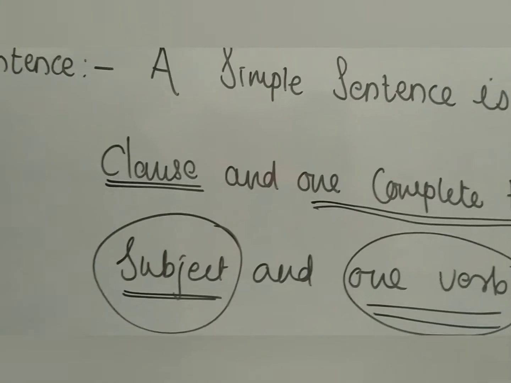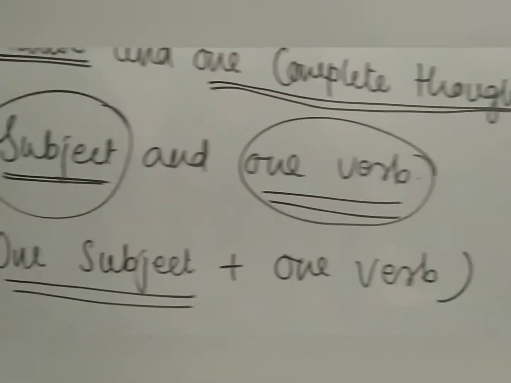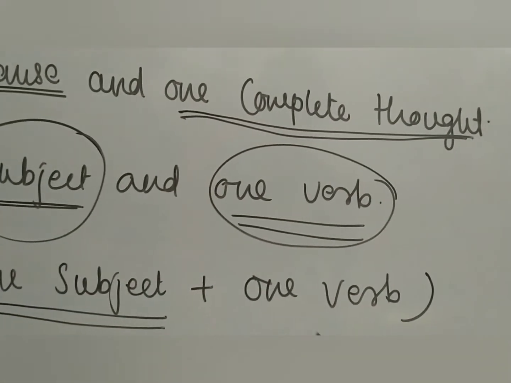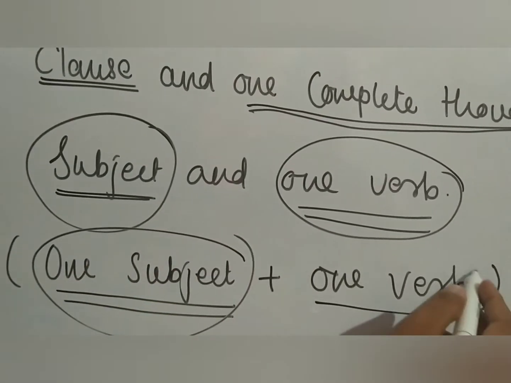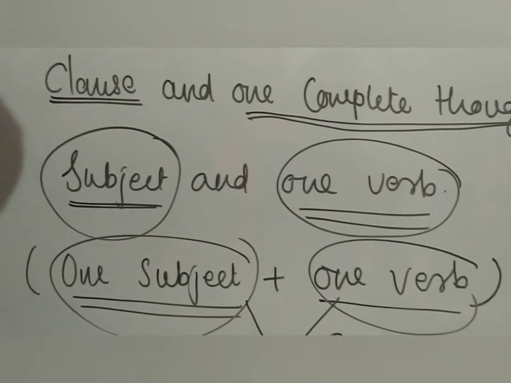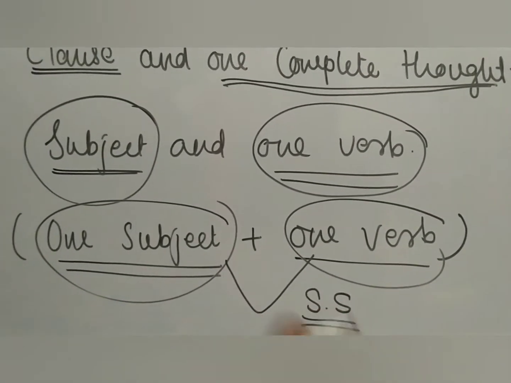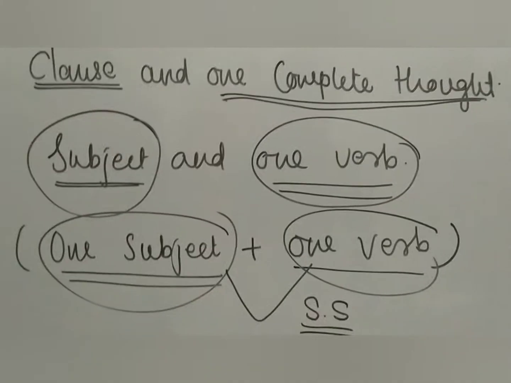Now see, I have written this for you. So keep this type of structure in your mind. That's why it is very easy to identify. One subject and one verb. We call it SS, simple sentence, like this. Okay, now see the examples.